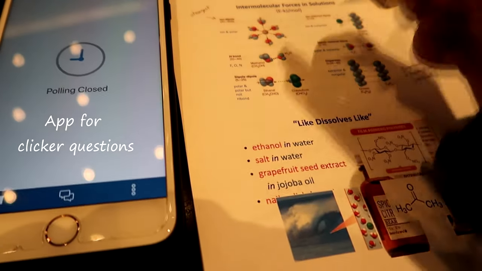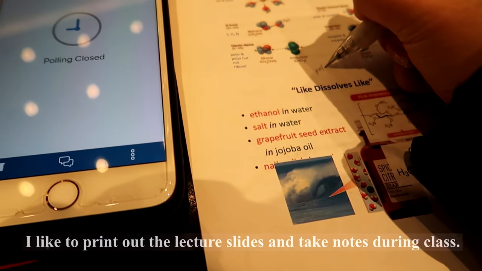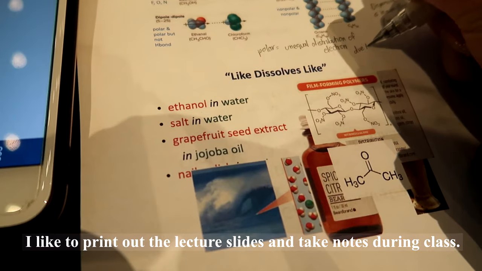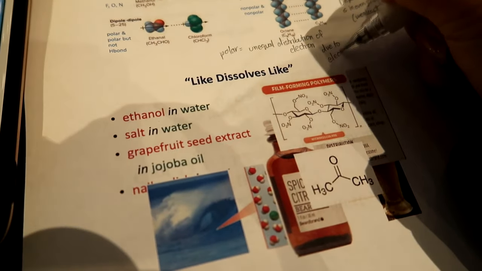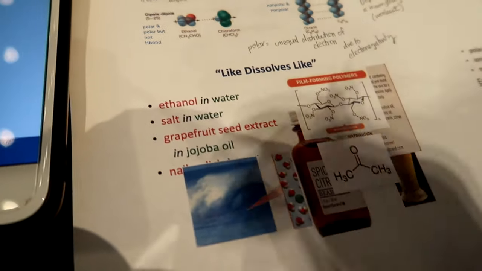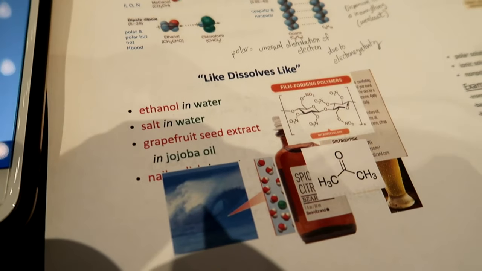Unequal distribution of electrons. What gives it that unequal distribution of electrons? Electronegativity. Oh, you guys are on. So if you have a dipole, then it's usually a difference of like 0.9 or so, right? And so then you draw the dipoles for the bonds.